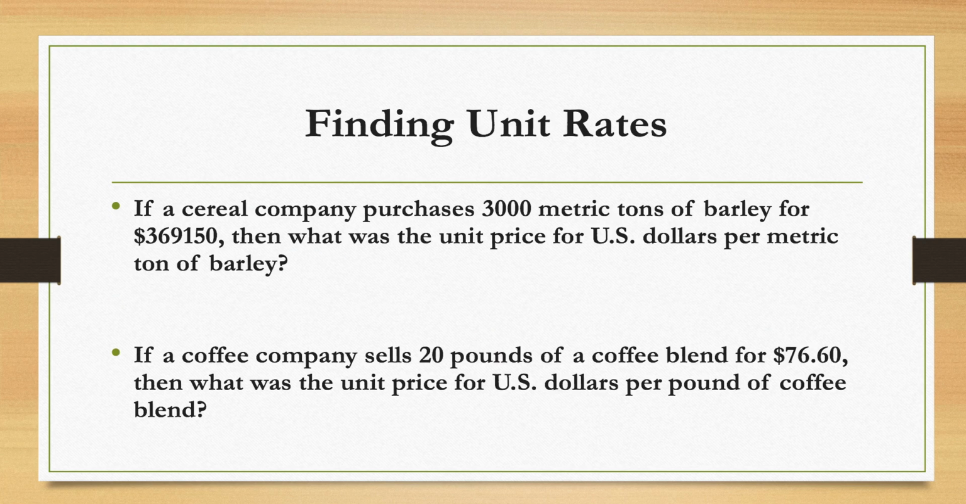So let's look first at finding some unit rates. Our first example says a cereal company purchases 3,000 metric tons of barley for $369,150, and they're asking us to find the unit price for US dollars per metric ton of barley. Now, what I typically tell my students with unit rates is to look for the word per. Now, it's not always in every problem, but it's in a lot of them. If you see the word per, that means division.